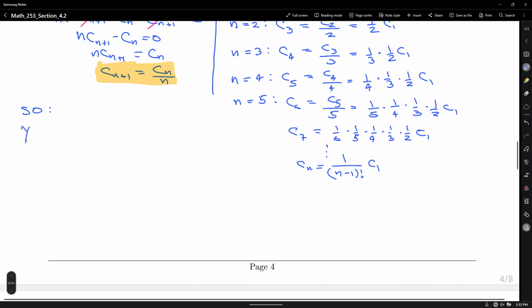So let me continue here. y, which is equal to sigma n equals 0 to infinity c sub n x to the n, equals sigma n equals 0 to infinity. What's our c sub n? 1 over (n minus 1) factorial, c sub n x to the n. And that's the solution. Not yet. Do you see the problem here? No, this is not yet the solution.